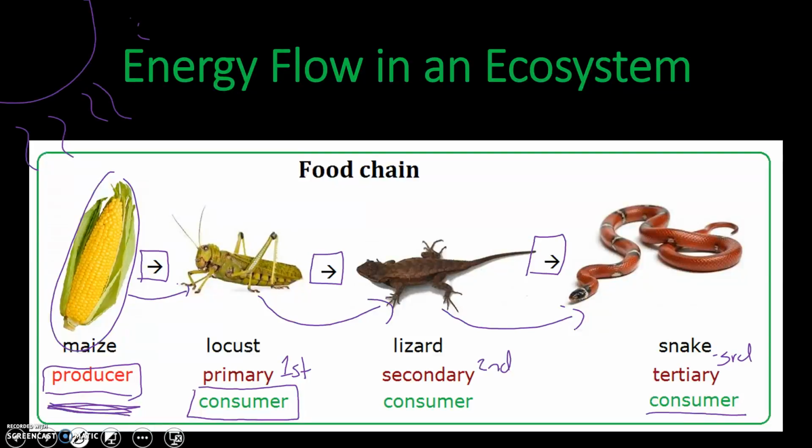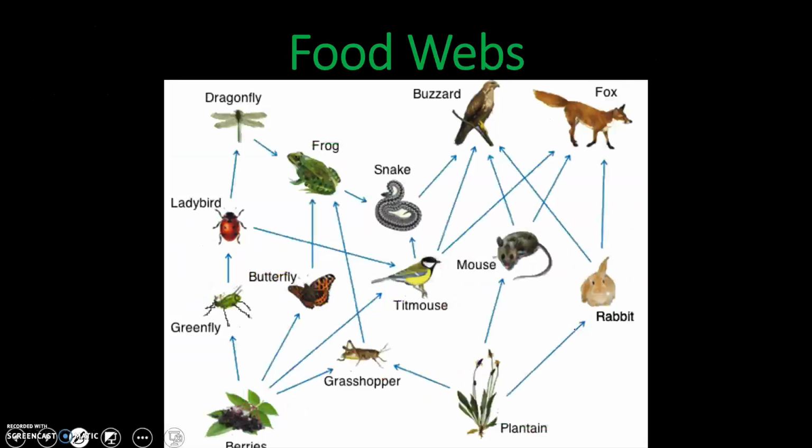So if we look at a next model that demonstrates energy flow, that would be a food web. And essentially all a food web is, it's multiple types of food chains that are clumped together. So if you look here, we have berries, and the berries could go to the green fly, to the ladybird, to the dragonfly. That's one food chain.